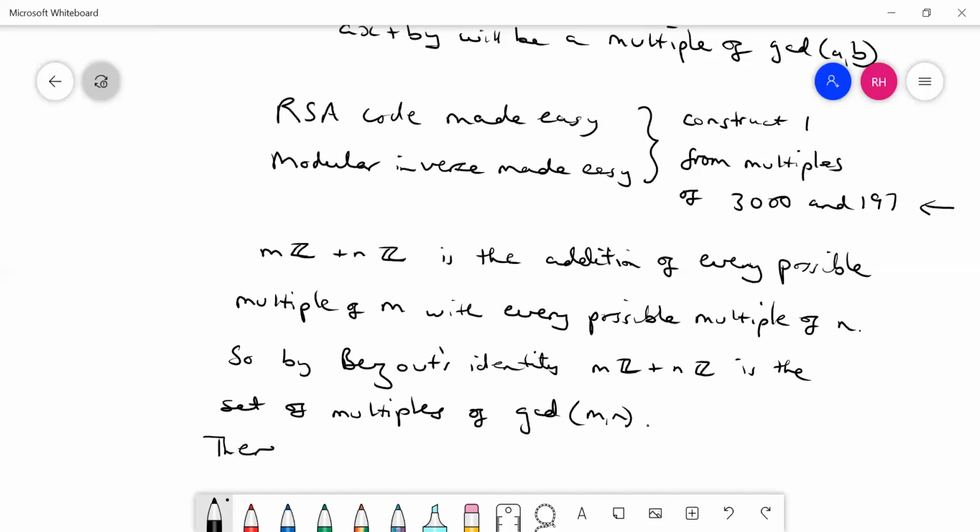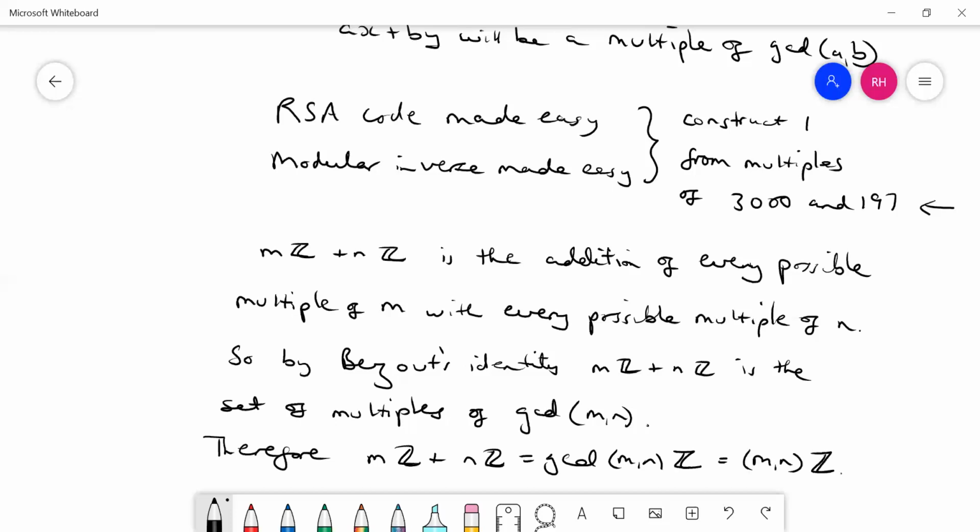Therefore, that's just saying that MZ plus NZ equals the GCD of M and N, which in the notation from the problem is just that. Actually, sorry, I should put another Z there. So it's the GCD of M and N times Z, which is equal to just that. Okay, so I hope that's helped.